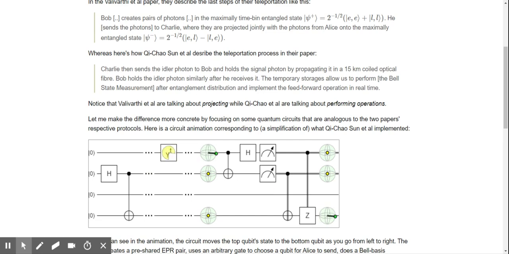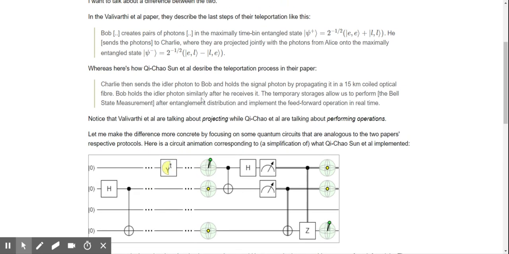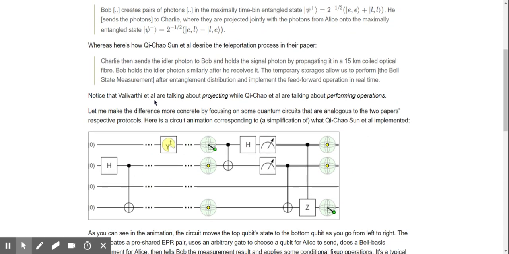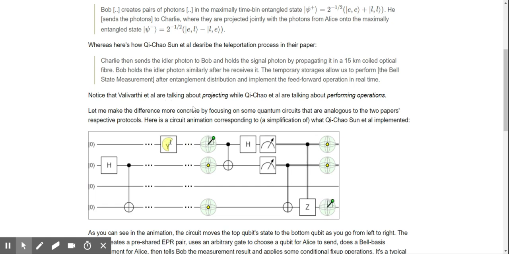Charlie sends the idler photon to Bob and holds the signal photon by propagating it in a 15-kilometer coiled optical fiber. Bob holds the idler photon. Similarly, after he receives the temporary storages, they allow us to perform the Bell state measurement after entanglement distribution and implement the feed-forward operation in real time. I haven't understood a word of this. No projecting, but performing operations.